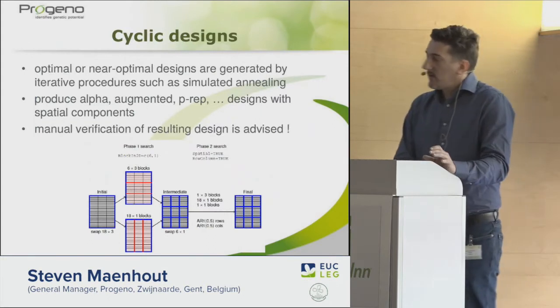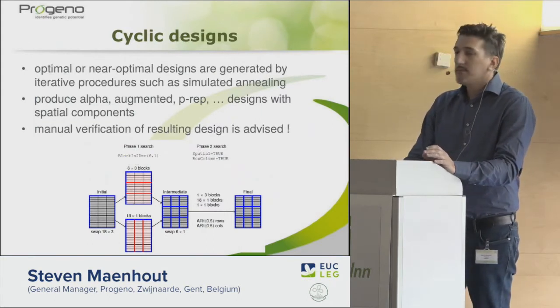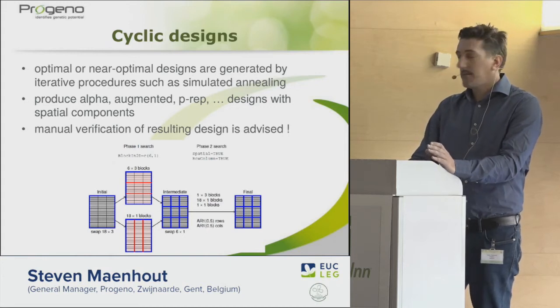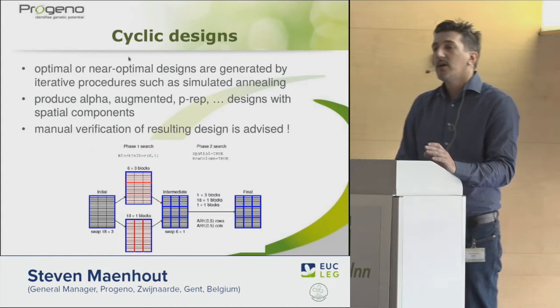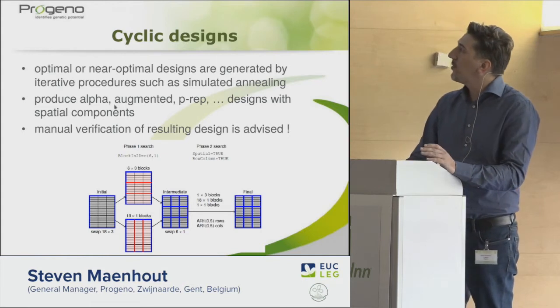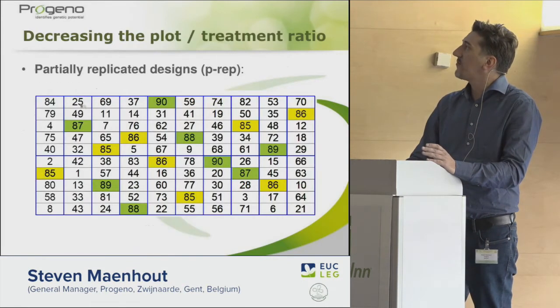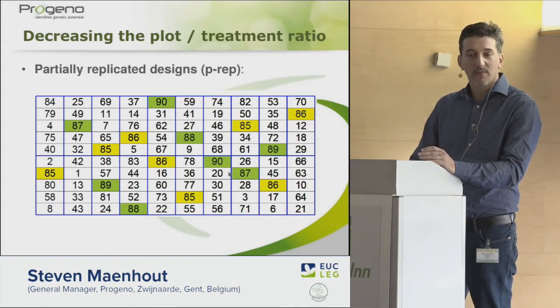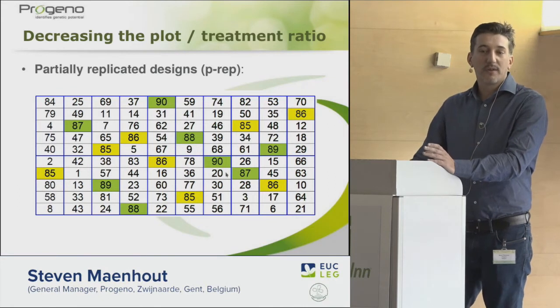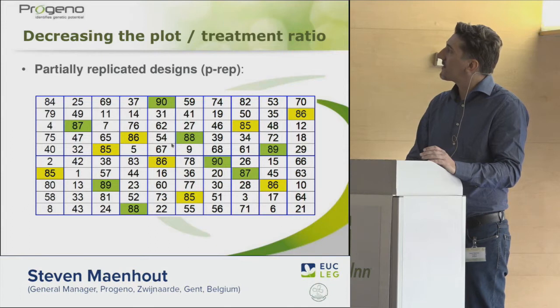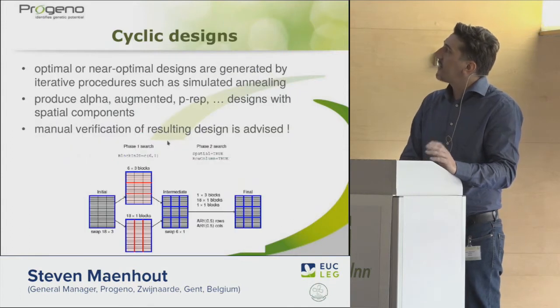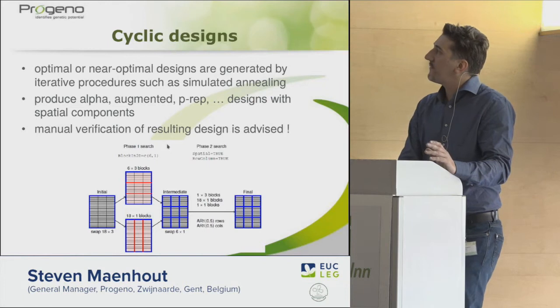Now, how do you get to these more advanced designs like the p-rep design? Well, in almost all cases, they're referred to as cyclic designs. You wouldn't actually be going through a book, well, that would be one option, and then try to find a design that has exactly the number of treatments and the number of rows and columns. The odds that you would find a book that has exactly that are getting very slim, especially with a large number of accessions. So these kinds of designs are generated in an iterative fashion.